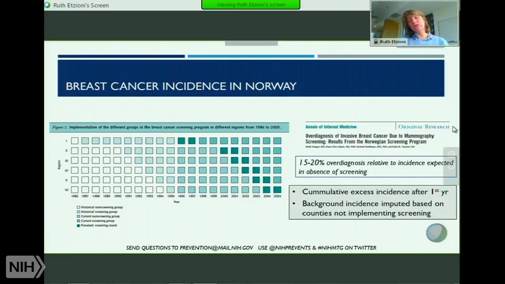But in this study, there's a question about timing, because you can see that for most of the countries that implemented screening, we don't have very long after the implementation to actually calculate incidence. And again, it's cumulative excess incidence, which we know is problematic in a continued screened population situation.